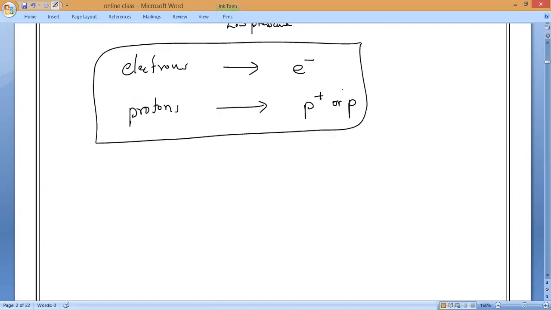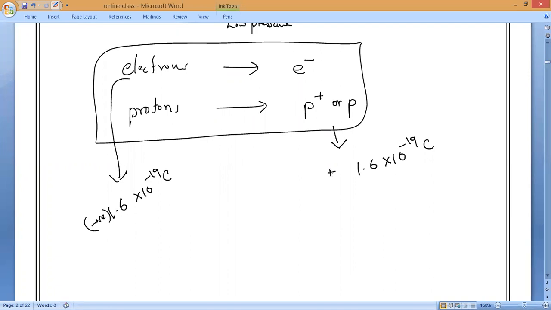Now, a proton is a fundamental subatomic particle carrying unit positive charge. All of you observe, the charge of a proton and an electron is the same in magnitude. What is that? 1.6 into 10 power minus 19 coulomb. What is the charge of one electron? Also 1.6 into 10 power minus 19 coulomb, but this is negative, and this one is positive. Clear.